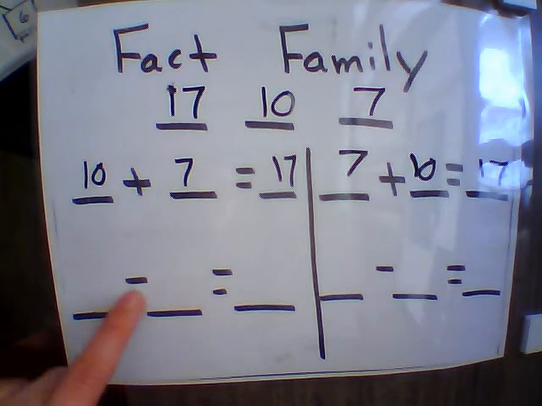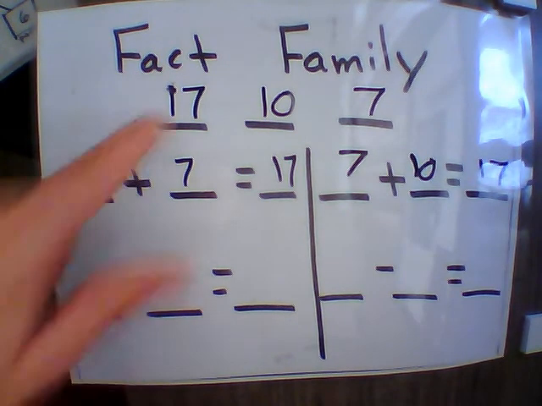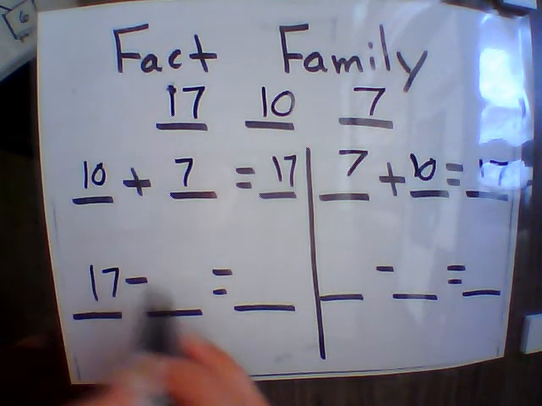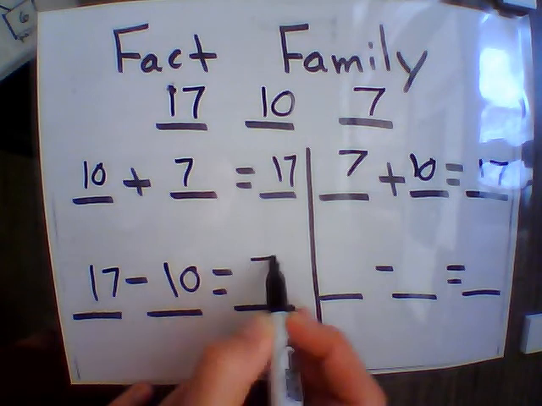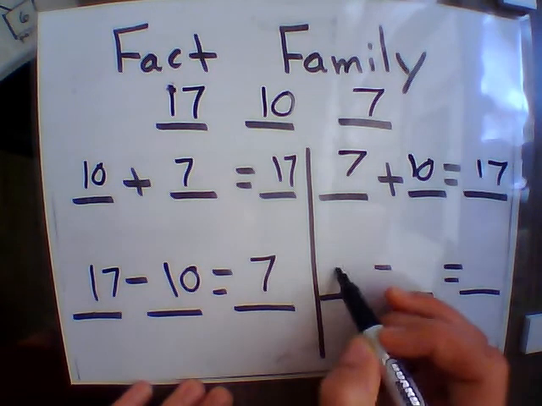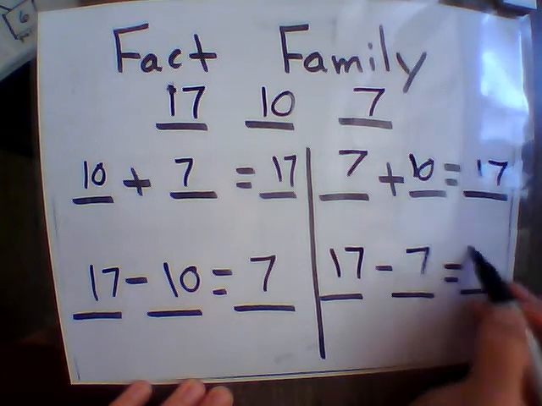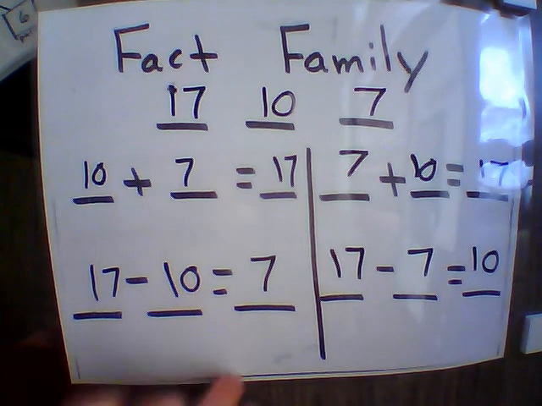Then when we move into our subtraction, our minus, we're taking our whole number. Larger number always goes first. 17 minus 10 equals 7. And then once again on our other subtraction, 17 minus 7 equals 10.